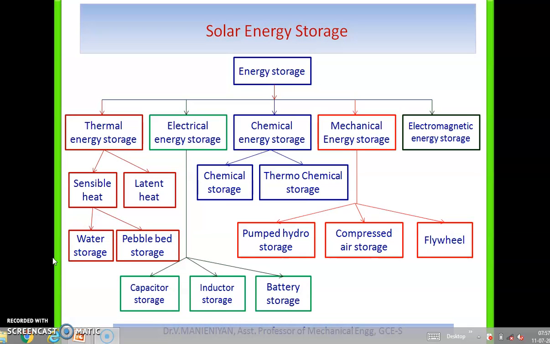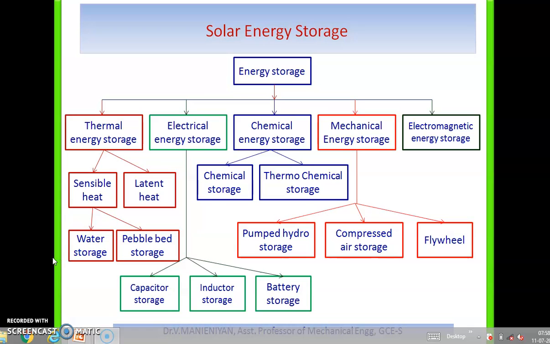So the optimum capacity for an energy storage system depends on some factors. First is the time dependence of solar radiation availability, and second is the nature of the load expected by the process. Third is the degree of reliability needed for the process, the cost per kilowatt of stored energy, and the permissible capital cost allocated to storage. And the major thing is the environmental and safety consideration.